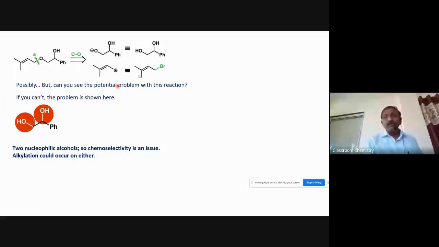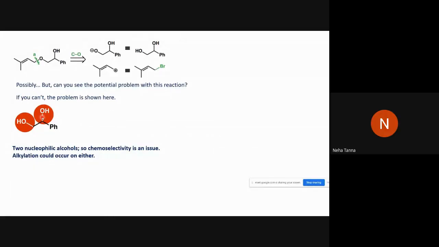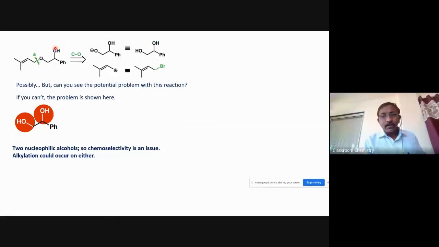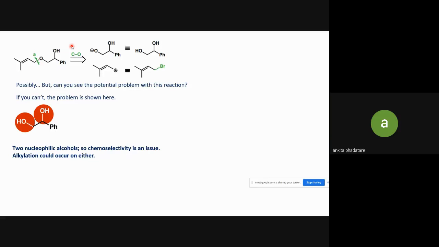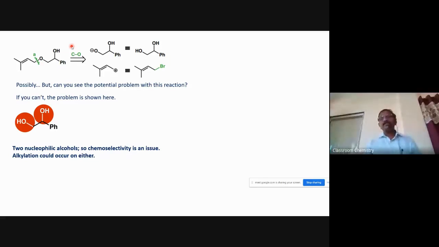What will happen when we add allyl bromide? It reacts with both hydroxyl groups. Yes or no? Yes, sir. If such a group is present here also, then it is possible. Okay. So did you understand why A is not preferred? Yes or no? Yes. Okay. Now we can move to such kind of different functional group.